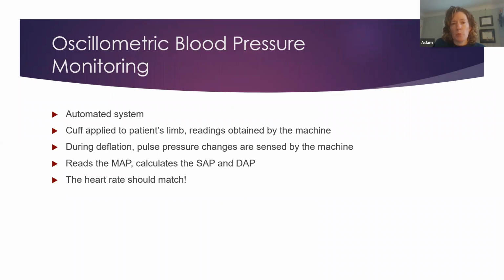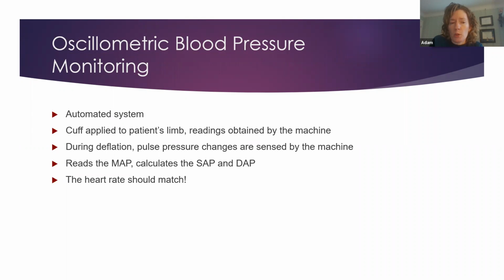The oscillometric blood pressure system is the automated system. This is one that is sometimes used in surgery and is often used when we go to the doctor to get our blood pressure. It also has a cuff, but the readings are obtained by the machine. As the cuff deflates, the pulse pressure changes, and that's sensed by the machine.